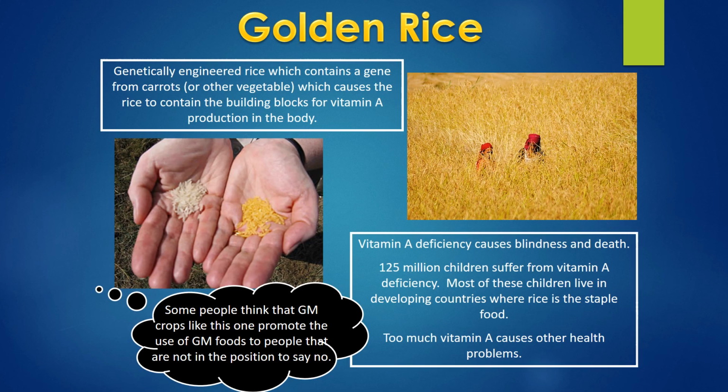Golden rice. Now, this is the most common example that comes up. And I believe this one is on the specification. So they have engineered rice that produces something called vitamin A, or the building blocks to vitamin A. Vitamin A deficiency can cause blindness. Vitamin A makes retinol.